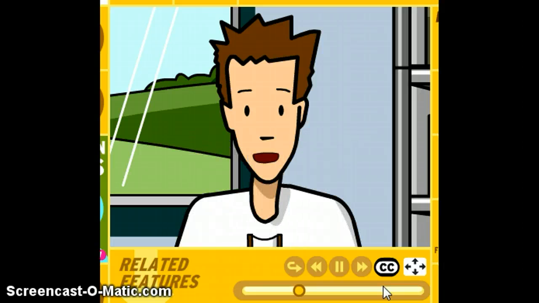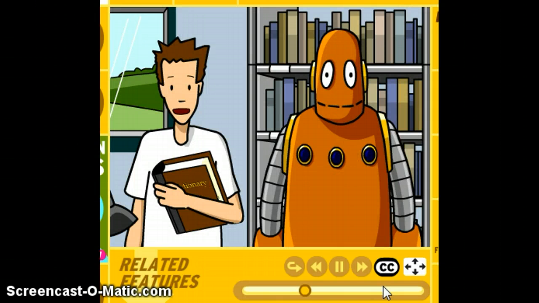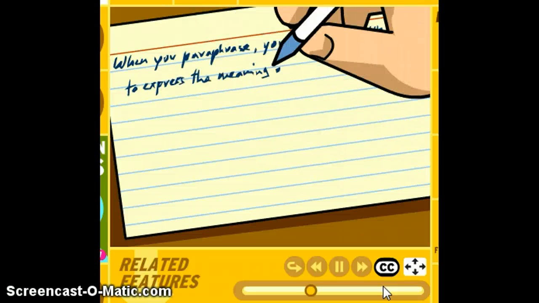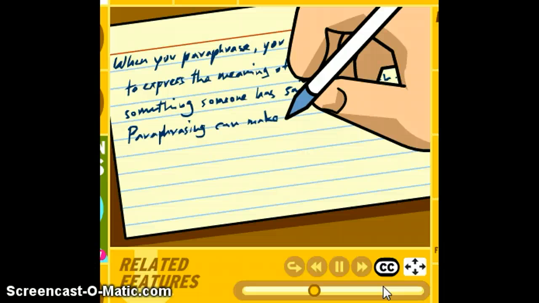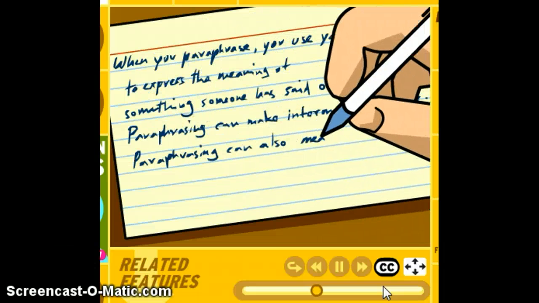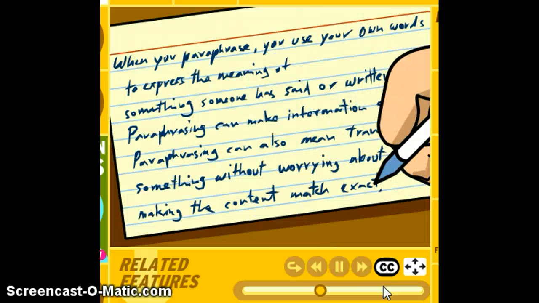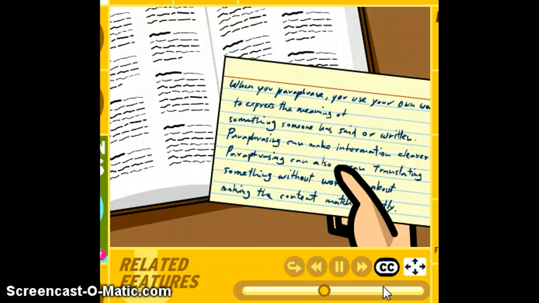Next, you want to close the book and write a couple of sentences that restate the idea of the passage. Well, if you close the book, you can be sure you're not just copying what you read. When you paraphrase, you use your own words to express the meaning of something someone has said or written. Paraphrasing can make information clearer. Paraphrasing can also mean translating something without worrying about making the content match exactly. When you're finished, you open the book back up and check your paraphrase against the original to make sure you have all the important information.